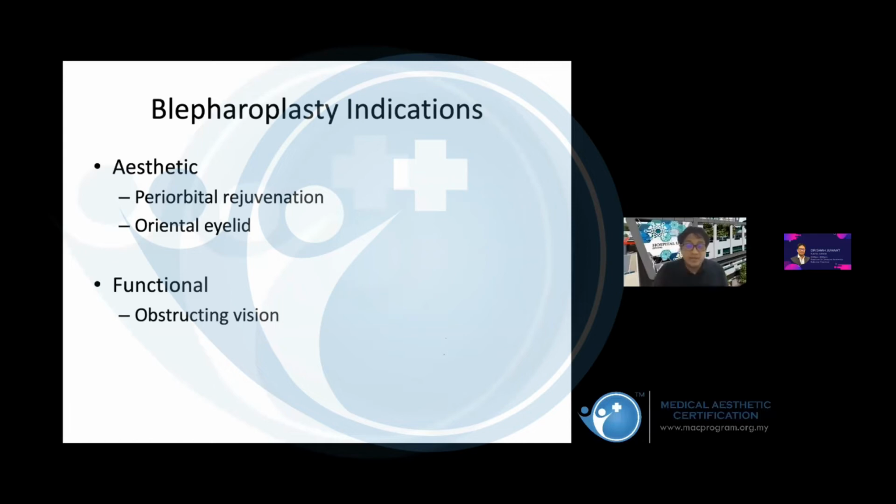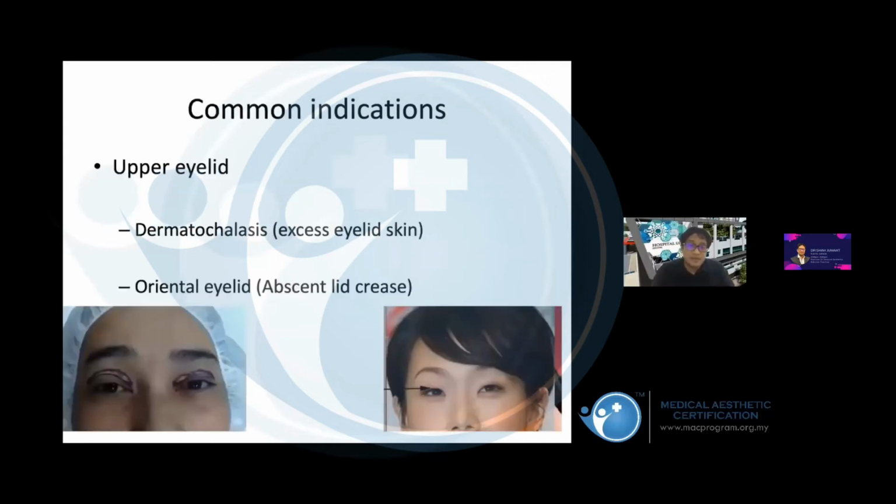So, indications are there, and you just have to identify them. The upper eyelid can have excess skin alone, or it can be the oriental eyelid, where you have the absence of the lid crease. In the oriental eyelid, essentially you're trying to recreate the fold, because the fold generally is not there, or if it is there, it's very shallow and very low in the lid. So you want to form the fold, and it's a common procedure done.